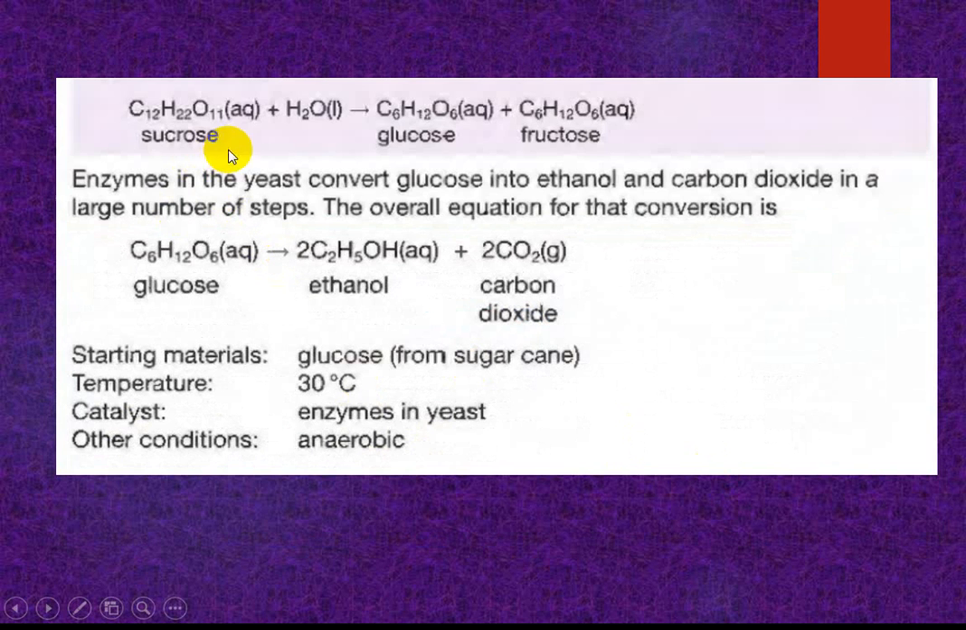So what is the sugar here? This reaction occurs: glucose forms ethanol and carbon dioxide. What is the starting material? Glucose, from sugar cane. The temperature is 30 degrees Celsius, the catalyst is the enzyme in yeast, and the other condition is anaerobic. What are the conditions needed for fermentation?